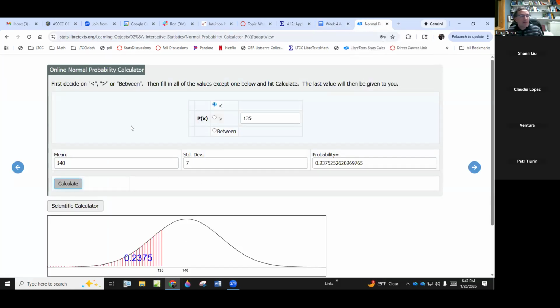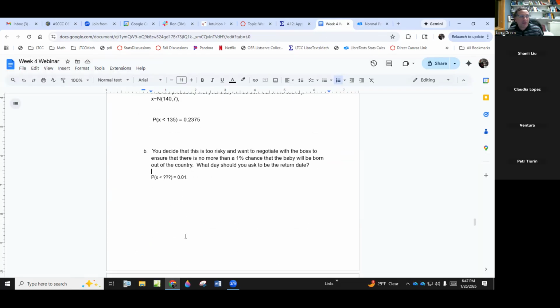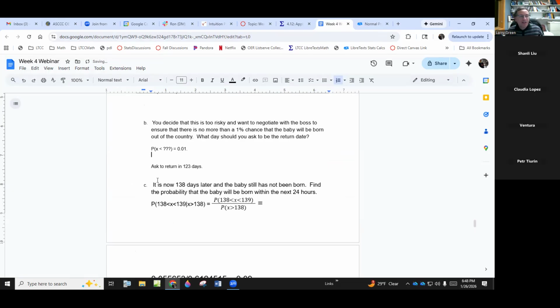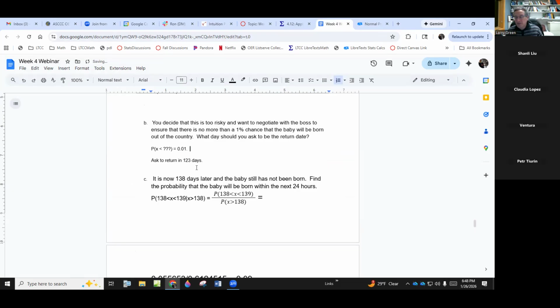Okay. So we want the probability to be 0.01, and it's less than what value? And I calculate. That's 123.7 or so. So you're going to ask your boss, can I return in 123 days?